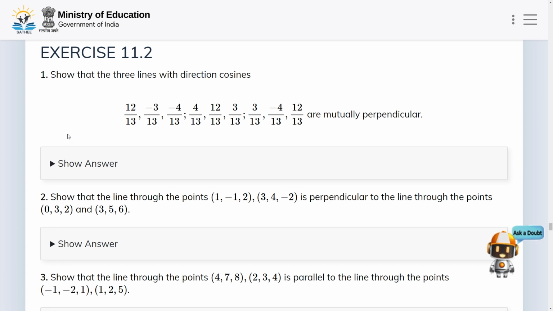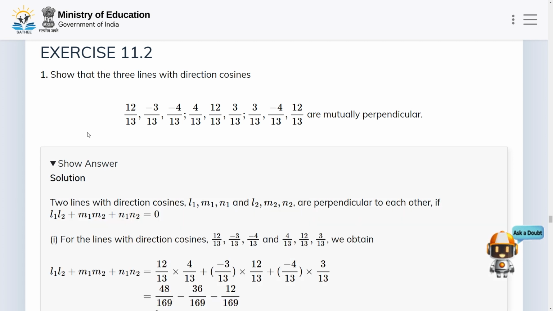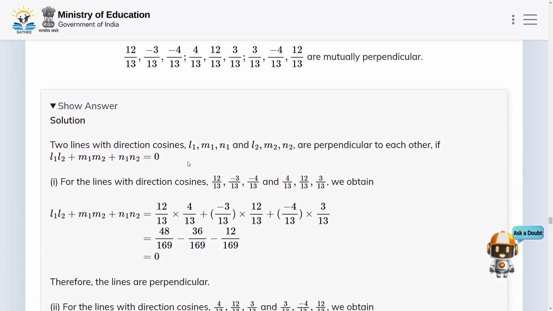So what will be your approach to show that they are mutually perpendicular? Very simple: you have to find the angle between them, and that angle must be 90 degrees or pi by 2 radians. We know the formula. Two lines with direction cosines l1, m1, n1 and l2, m2, n2 are perpendicular if l1 l2 plus m1 m2 plus n1 n2 is equal to 0. We have already discussed where this comes from.